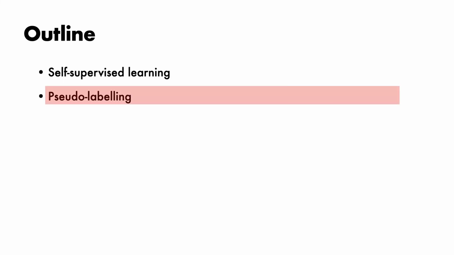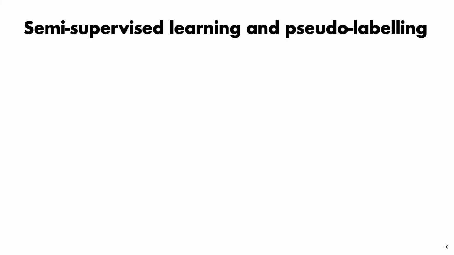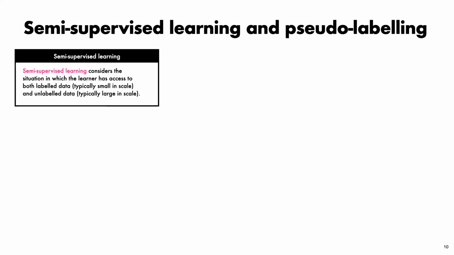We now turn to pseudo-labelling. I'd like to talk briefly about semi-supervised learning and the pseudo-labelling algorithm. Semi-supervised learning considers a setting in which a learner assumes access to both labelled and unlabelled data during training. Typically, to provide benefit, the unlabelled data is assumed to be significantly larger than the labelled data.